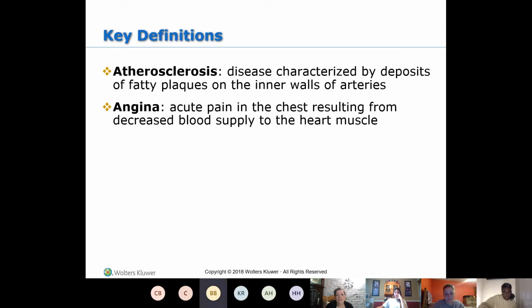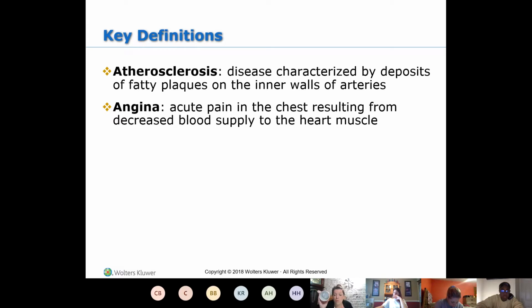Atherosclerosis is a disease characterized by deposits of fatty plaque on the inner walls of arteries. So remember I showed y'all my cup earlier? Atherosclerosis is gunk built all around this wall. Gunk of usually fatty stuff, and also it's causing high cholesterol. So when our arteries have gunk all around the outside and it hardens, that's atherosclerosis.